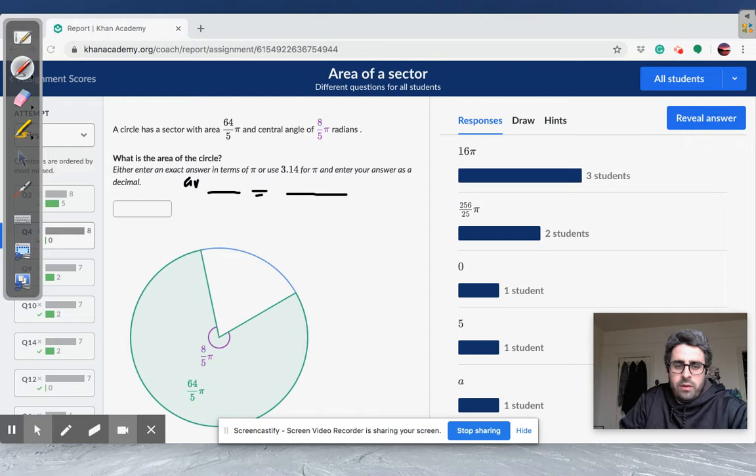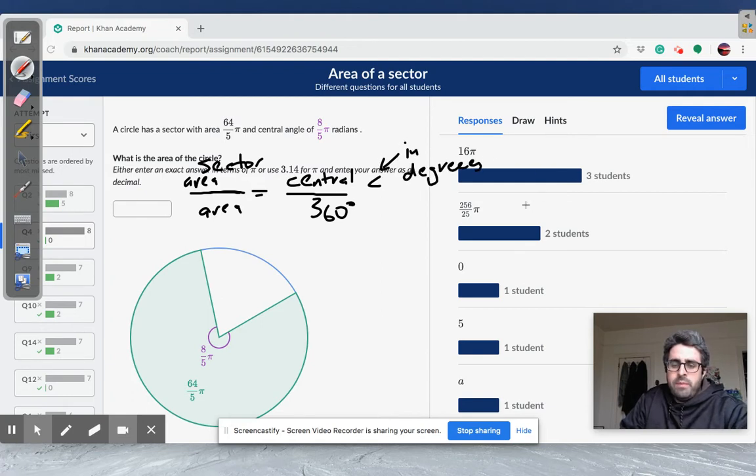So I'll write it out. The sector area over the area is equal to the central angle over 360 degrees. The central angle has to be in degrees. It cannot be written in radians. In this particular case, you're given the central angle as radians, so before we can do anything, we have to convert this central angle in radians to degrees.